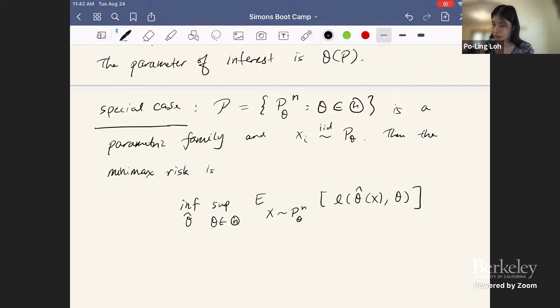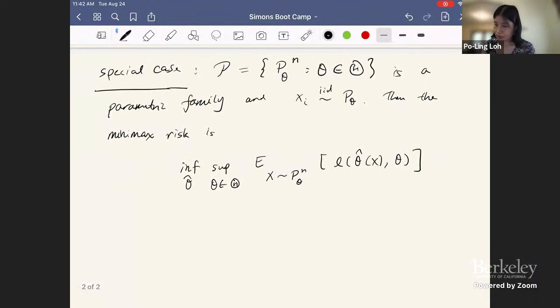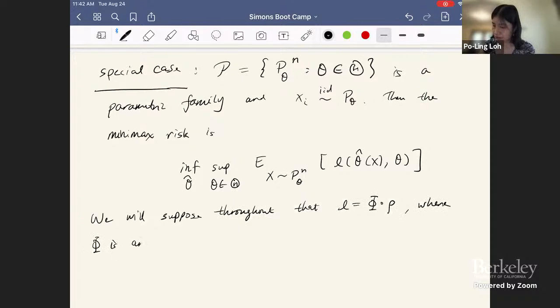parametric family. But in the first lecture, at least, we're going to derive these results in more generality. So we will suppose throughout that L has a special form. So the loss function that we're using is of the form phi composed with rho, where phi is an increasing function, and rho is a semi-metric, which means that it has 3 properties.